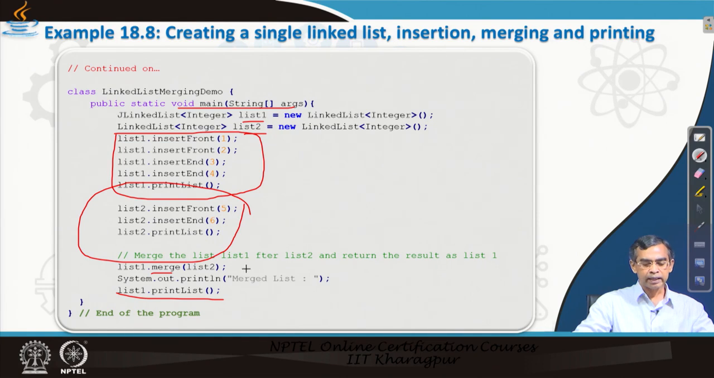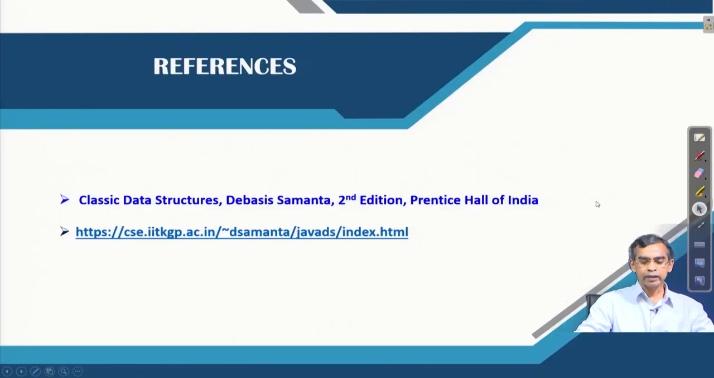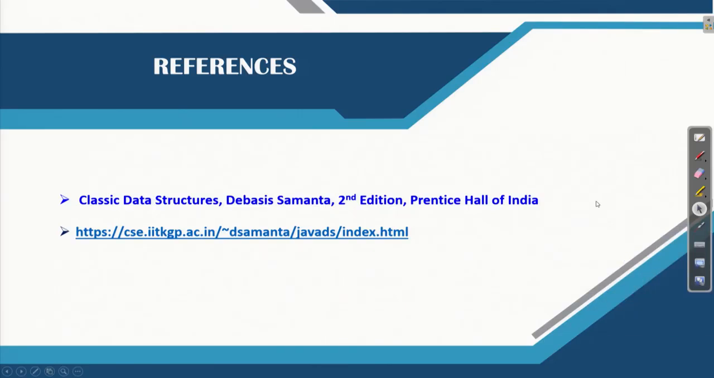Alternatively, you can call list 2 dot merge list 1, passing this one. So, it is the opposite way. This is basically the master program, if you run it, you will be able to see how two lists can be created, how one list can be added after the other list, and vice versa. So, this is the code that we have for insertion operations.